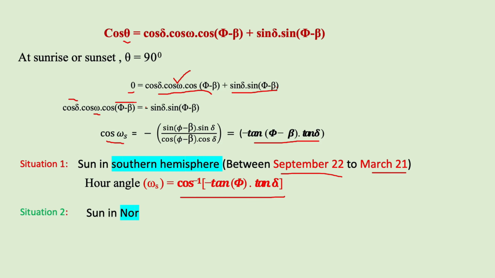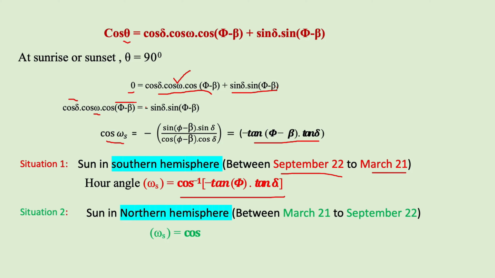Situation 2 is when the surface is in the northern hemisphere and the sun is also in the northern hemisphere. The time period for this will be between March 22 and September 22. In that case the value of omega s can be calculated using the equation cos inverse of minus tan (phi minus beta) tan delta, meaning this equation. It means we have two different equations for two different durations of the year. This makes it difficult for students or designers to take care of the situation.